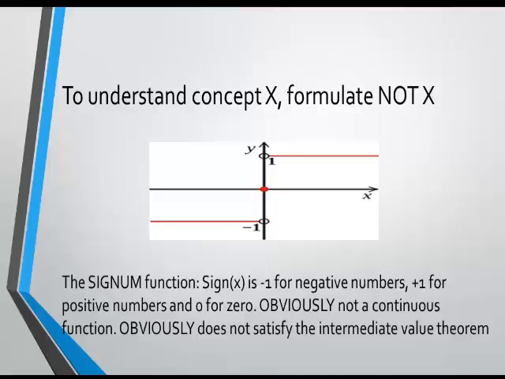So for all negative values, it takes value minus 1. For all positive values, it takes value plus 1. And at 0 exactly, it is 0. So now this function goes from minus 1 to plus 1, but it does not pass through all the values in the middle because it has a discontinuity. So we understand that the intermediate value theorem works because of continuity. If the lines had jumps, then it would not work.